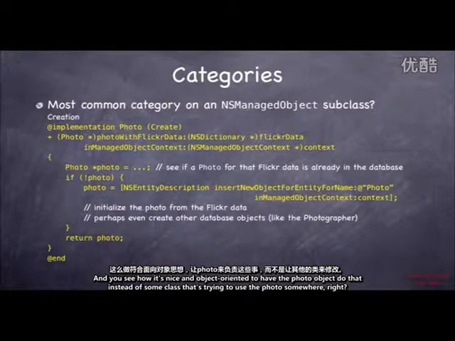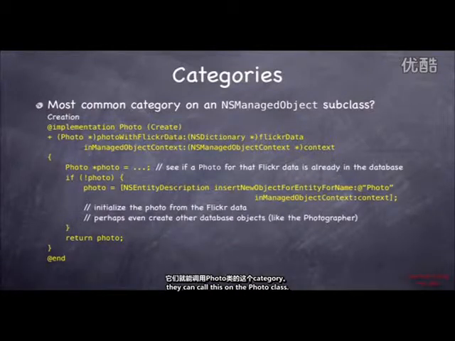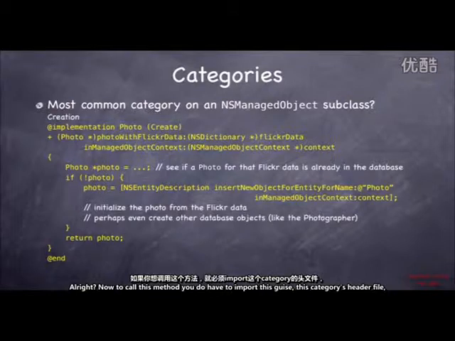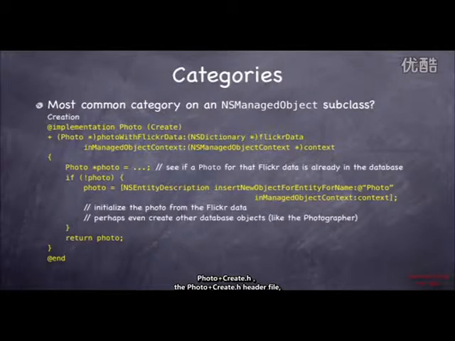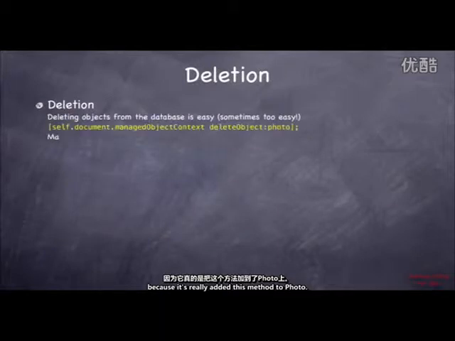And you see how it's nice and object-oriented to have the photo object do that instead of some class that's trying to use a photo somewhere, right? So anybody now who wants to create a photo, if they happen to have some Flickr data for a photo, can call this on the photo class, right? Now to call this method, you do have to import this category's header file, the Photo+Create.h header file, just so that you have the method signature of this method, okay? But then you can call this method on Photo. The calling of this is just like you're calling it on the Photo class, because it's really added this method to Photo.